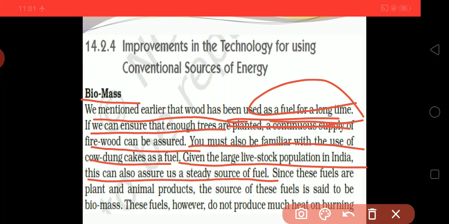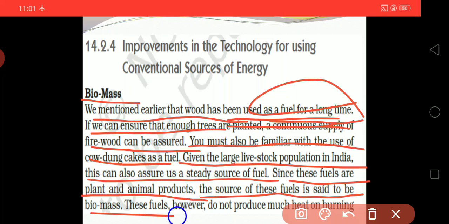This is also one of the steady sources of fuel, and since these fuels are plant and animal products, the source of this fuel is said to be biomass. Why do we say it is biomass? Because the sources are cow dung cake as well as firewood. Wood we get from plants, so firewood is a plant product, and cow dung cake is an animal product. So these two sources of fuel are said to be biomass, because it is very biological, plant and animal related.